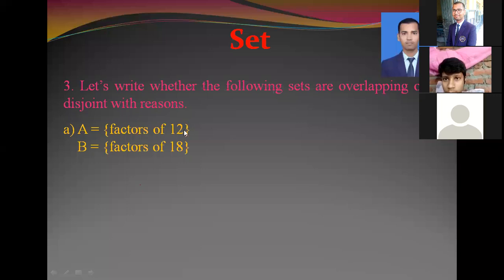As we have been given a pair of sets, we need to identify whether the given sets are overlapping or disjoint. First, remember the definition that we learned in our previous class: if a pair of sets has at least one common element, they are said to be overlapping, and if they do not have any common element, they are said to be disjoint sets. Here in question number 1, A is equal to factors of 12 and B is equal to factors of 18. First we need to write the elements by the listing method.